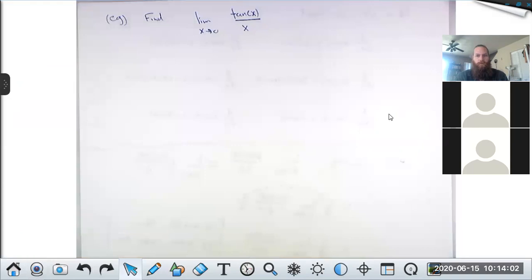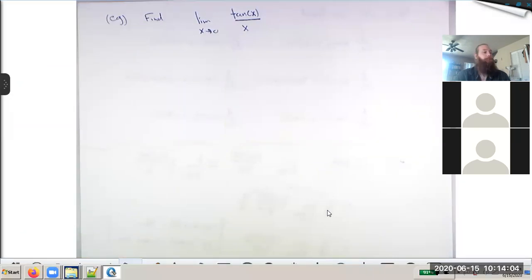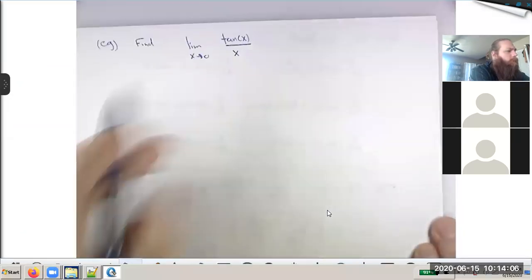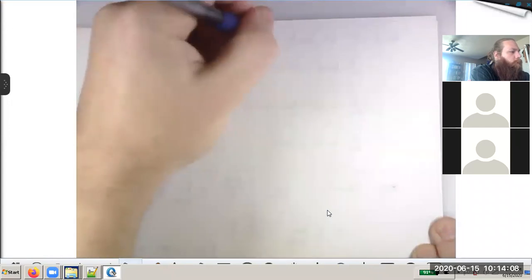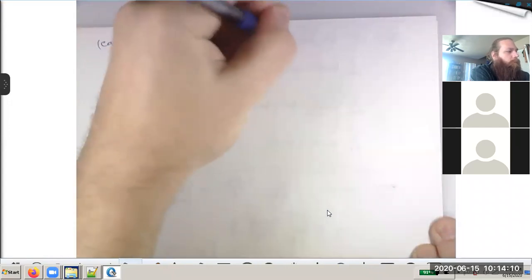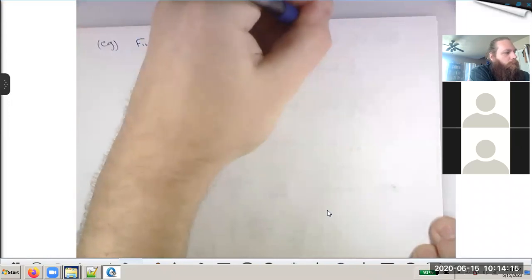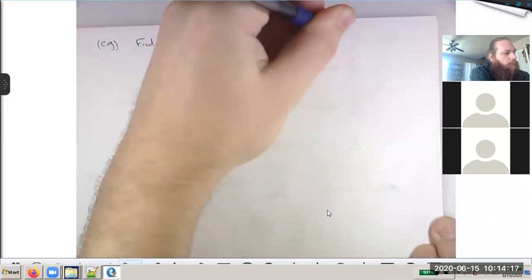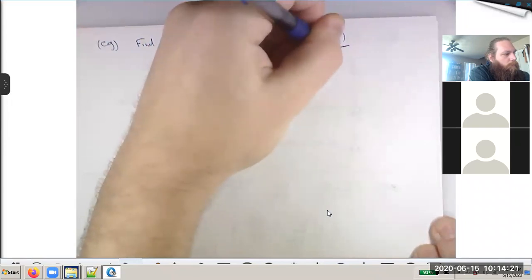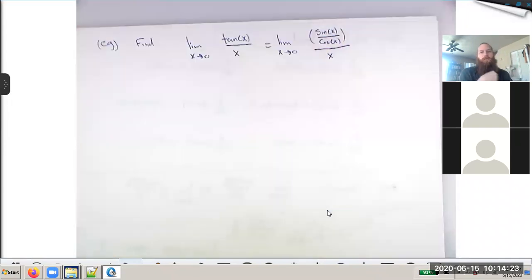Split the top from sine to cosine. Good. I want to make one of the known limits show up in the numerator. Yep, sounds good.